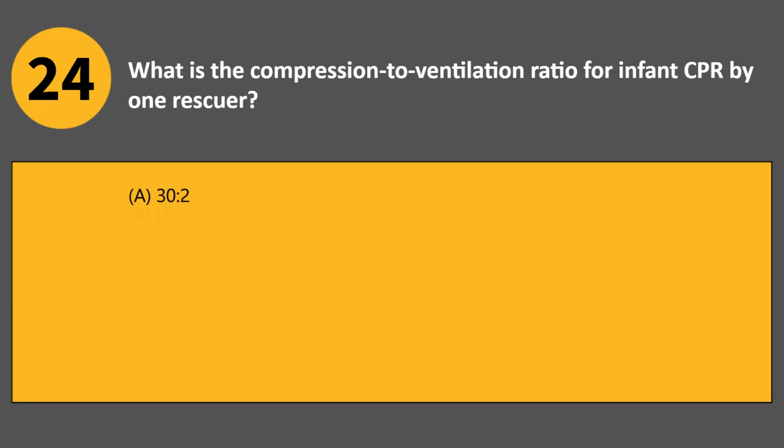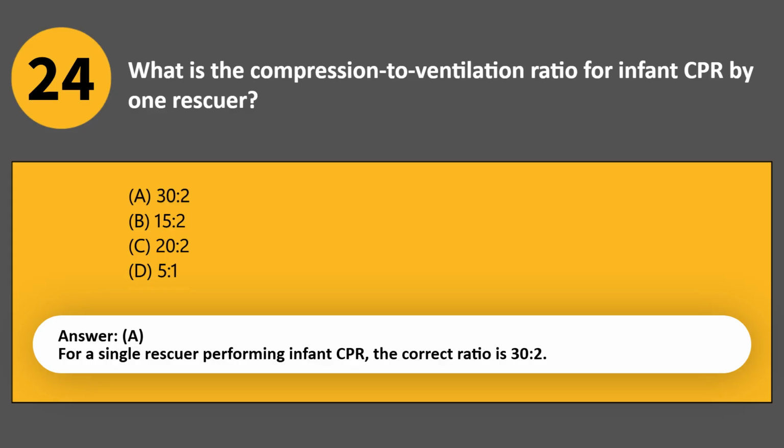What is the compression to ventilation ratio for infant CPR by one rescuer? A. 30:2. B. 15:2. C. 20:2. D. 5:1. Answer A. For a single rescuer performing infant CPR, the correct ratio is 30:2.